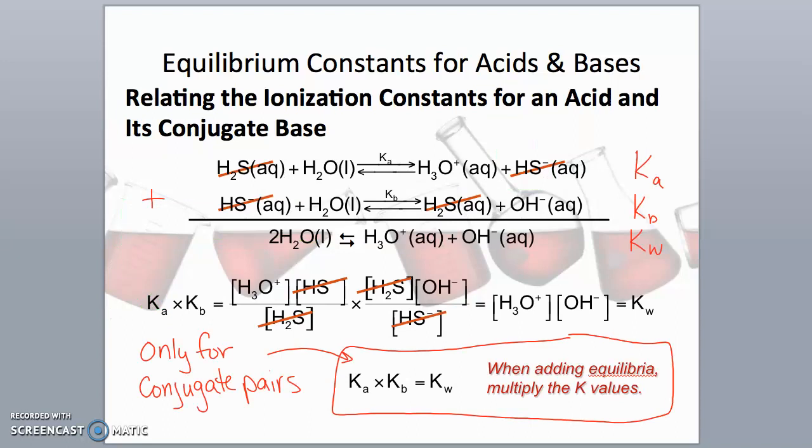Adding these reactions together results in the reaction represented by the auto-ionization of water. This reaction has an equilibrium constant that we call Kw. The relationship will hold true for all conjugate pairs. The Ka for the acid times the Kb for the conjugate base will equal Kw, or 1 times 10 to the negative 14th.